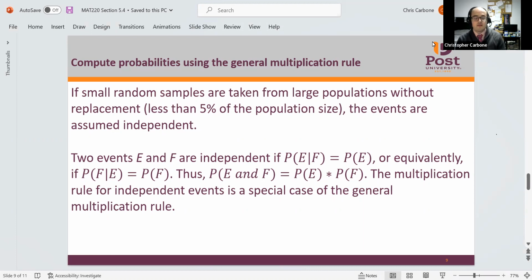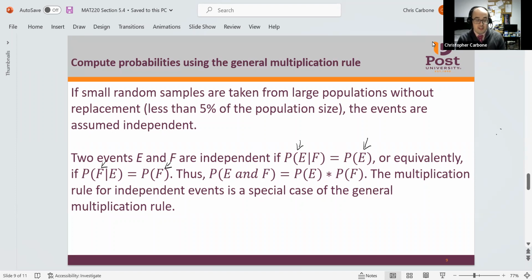If we have small random samples taken from large populations without replacement, aka less than 5% of the population size, the events would be assumed independent. And we can have two events E and F being independent if the probability of E given F is equal to the probability of E. Again, these matching. Or equivalently, the probability of F given E is equal to the probability of F. Again, these matching.